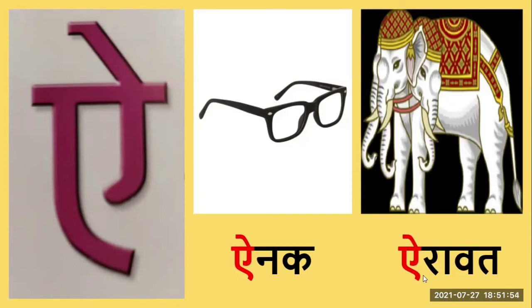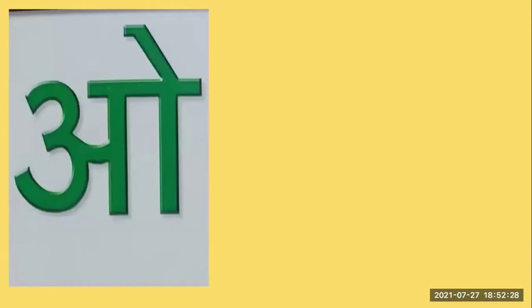The second word is Airavat. Airavat is the elephant which is white in color. This letter is called I and the two words are I, say Ainak. I, say Airavat. After I comes the letter O.